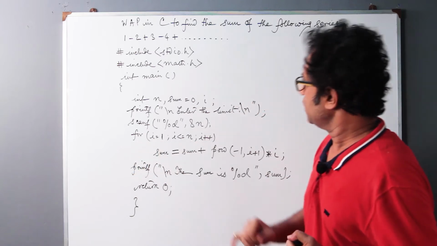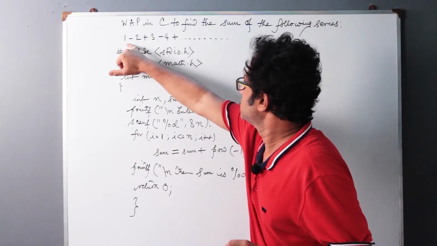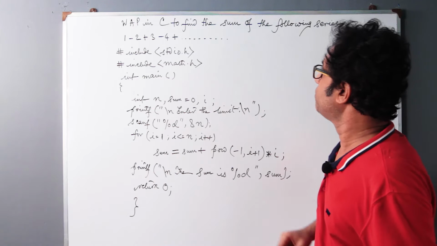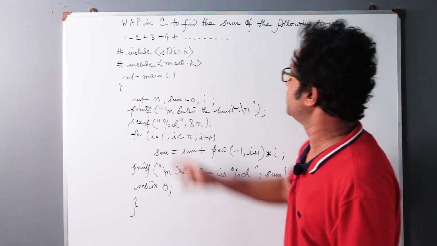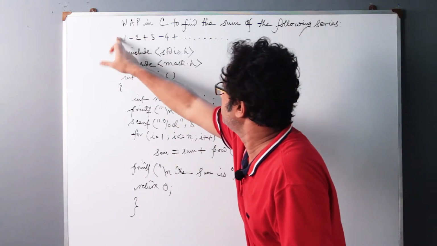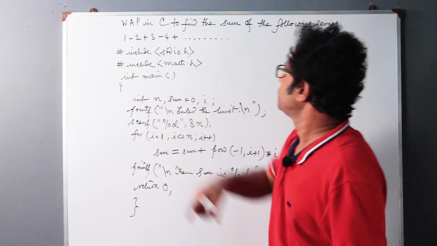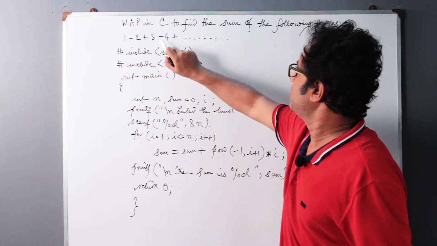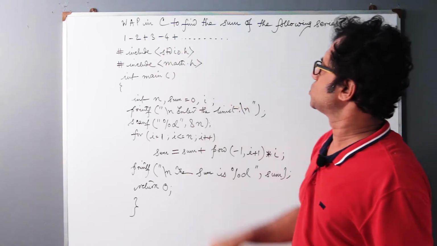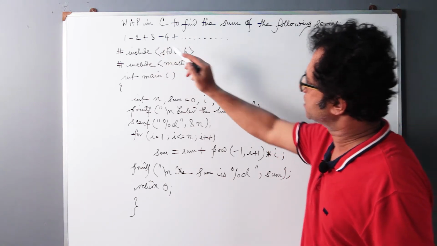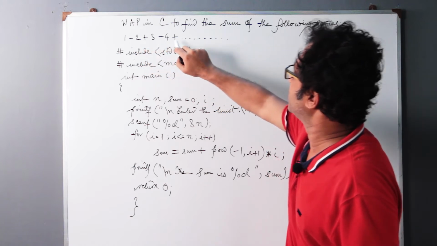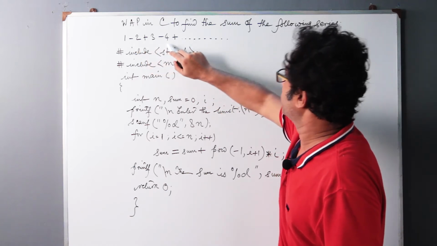The series starts from 1 minus 2 plus 3 minus 4. That means 1 has a positive sign before it, which is implied. 2 has a negative sign before it. 3 has a positive sign. 4 has a negative sign, and so on and so forth. So the sign will appear in alternating fashion, and in this way the calculation is to be taken.